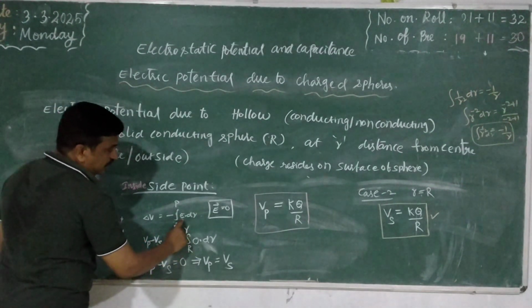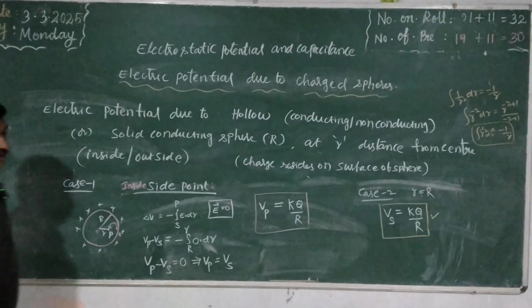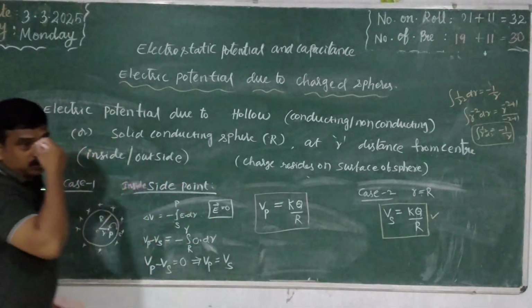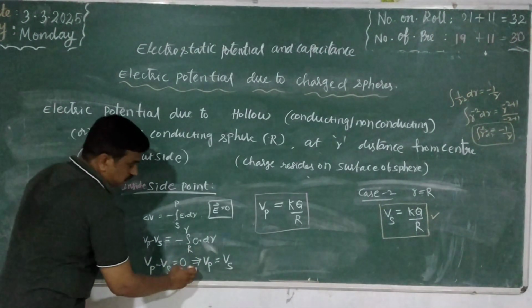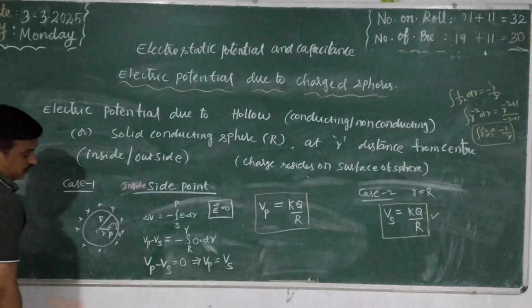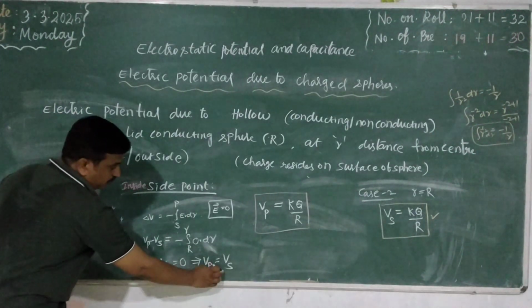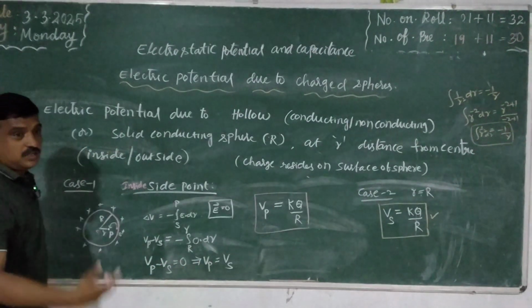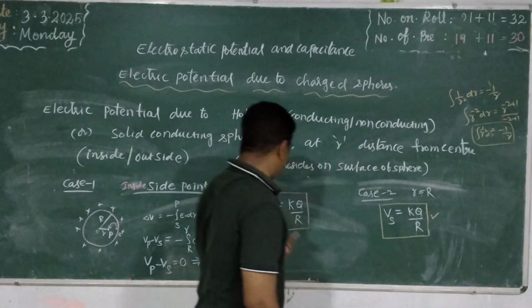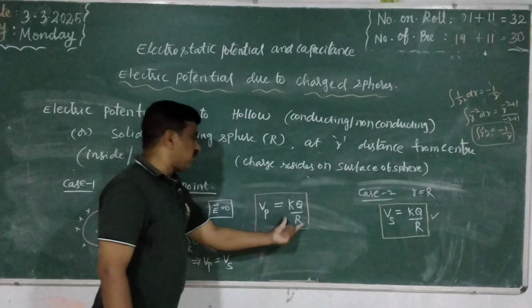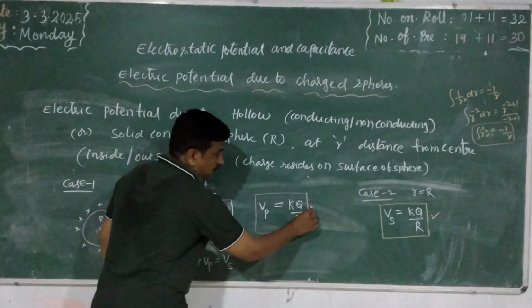The electric field inside a hollow conducting, non-conducting or solid conducting sphere is 0. We will discuss it in electric charges and fields; we know that one. Integral of 0 means 0. So the potential Vp minus Vs equals 0, that is, potential at P equals potential at S. S means surface. So what is the potential at the surface? Kq by capital R. So the potential at P, at distance r from the center, is Kq by R.